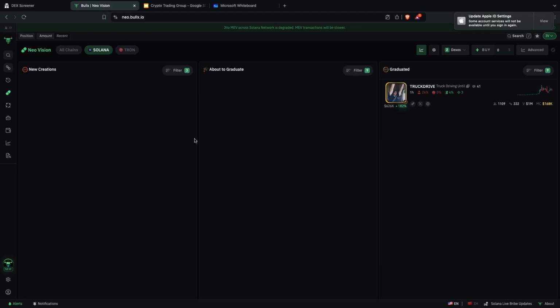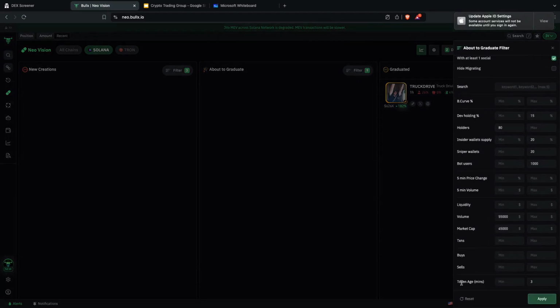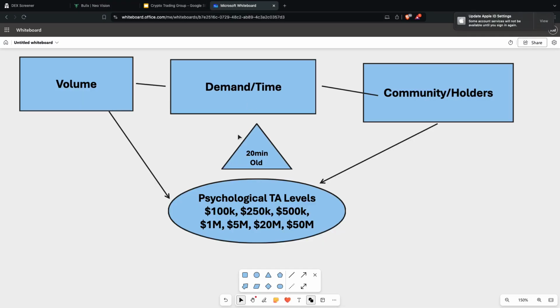And this is one of the reasons why a lot of our filters have very short token age, because they get to achieve a lot of these things because the demand is super high. So remember, when it comes to the graduated filter, keep it at 90,000 US dollars as the minimum. When it comes to about to graduate, keep it at 55,000 US dollars, etc.